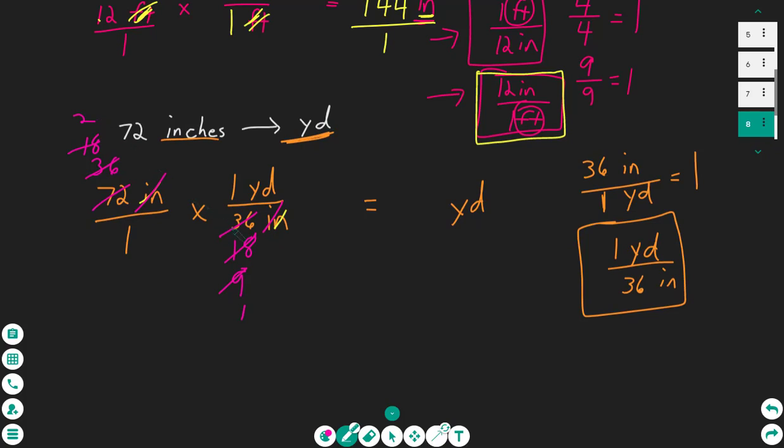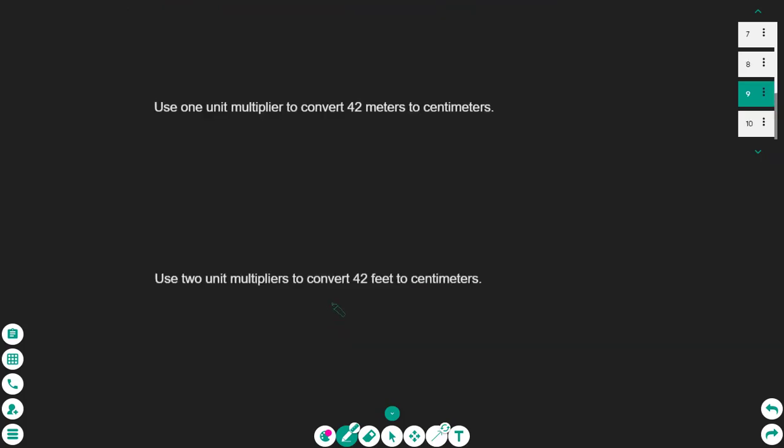I could have just said 36 can go into itself once. 36 can go into 72 twice. All right, but if you didn't see that, you can certainly start with something smaller like a 2 and work your way down. All right, so eventually we get to this, and now we have 2 times 1 yard is going to be 2 yards over 1 times 1, which is just 1. And of course, that is going to be equal to 2 yards. So there we go. 72 inches is equal to 2 yards. All right? Okay. Very good.